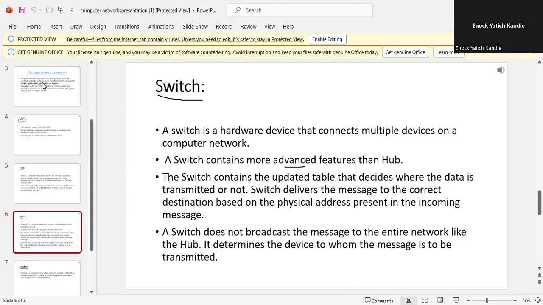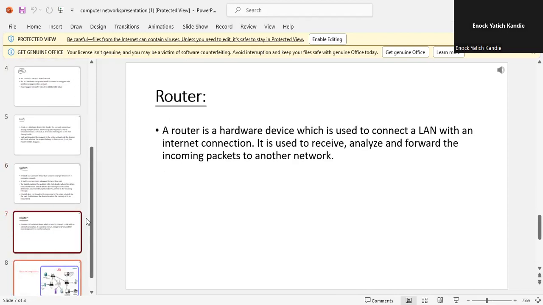Gloria, are we together? Mr. Enoch? Yes, madam. I hope you now understand the difference between a hub and a switch. Yes. Okay. All right.